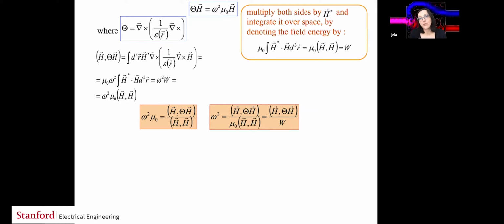Of course, if you have other ways of calculating the magnetic field, you will plug it in here and calculate the frequency from this expression. But if you don't know how the magnetic field looks like, you know that the magnetic field for the lowest frequency mode would be the one that would minimize this expression, okay?